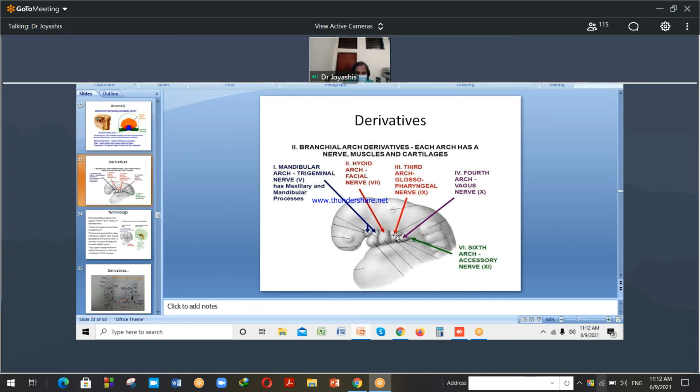Each arch also has 2 nerves, one sensory and one motor, that will eventually innervate the muscles derived from the arch. The first pharyngeal arch or mandibular arch will eventually become mandibular and maxillary processes that will take part in jaw and nasal cavity formation. It will also give rise to 2 bones in the ear, the malleus and incus.